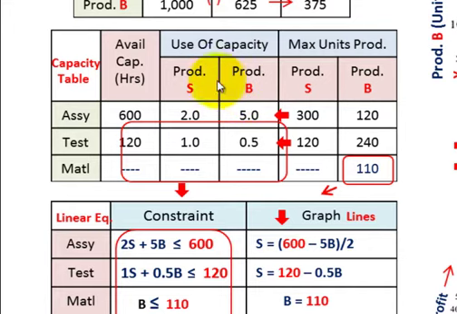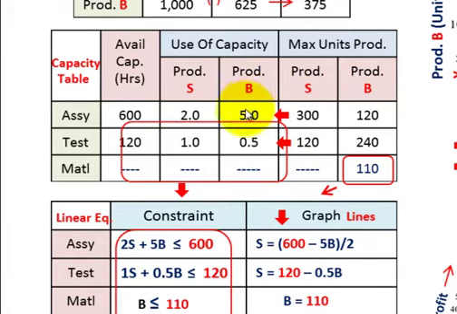And for testing, we have 120 available capacity hours, and that has to be divided between product S and product B. So the next thing we have to do is set up the use of the capacity. We're going to determine that for product S and product B, and then we'll also look at the maximum units we can produce. For product S, with assembly, it's going to take 2 hours per product S. So with available capacity of 600, at 2 hours per S, the maximum units we can produce for product S is 300 units. That's assuming we don't produce any product B.